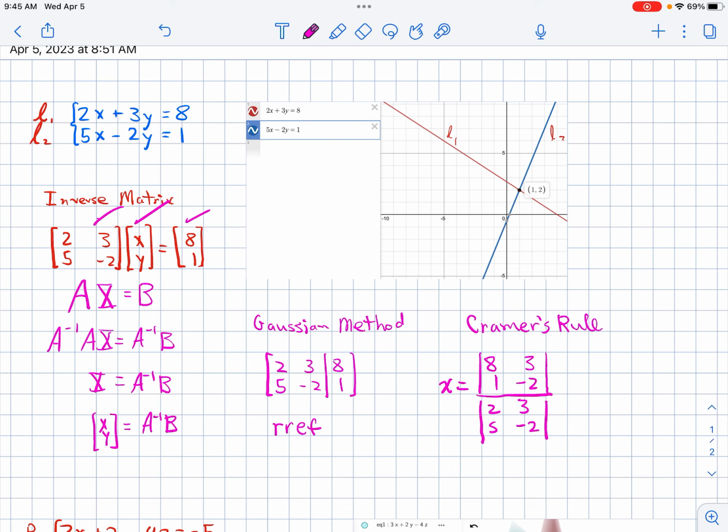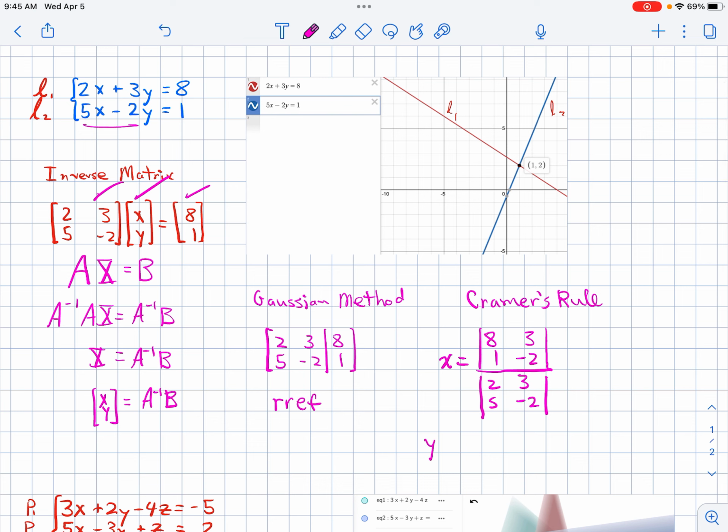And I do the determinant of the top over the determinant of the bottom. Okay? So notice 2, 5, 3, negative 2, that's exactly this coefficient matrix up here. And then up top, since I'm solving for x, I replace the x's with what's on the other side.